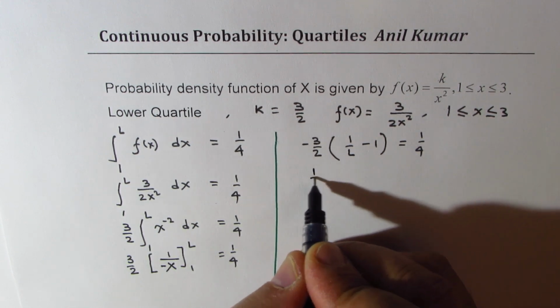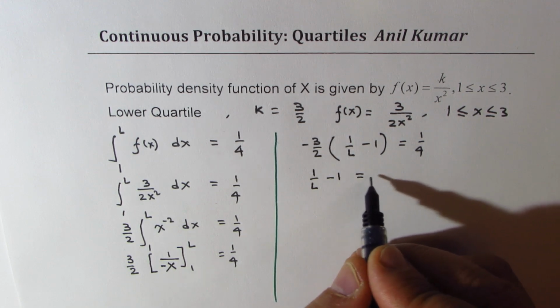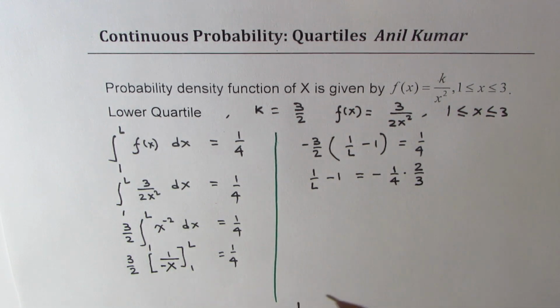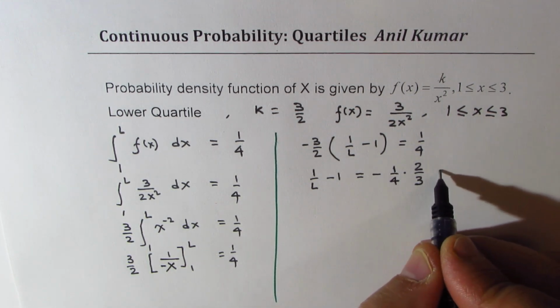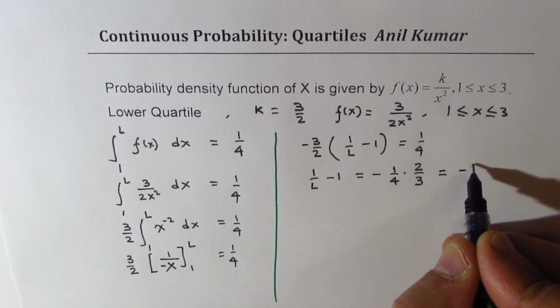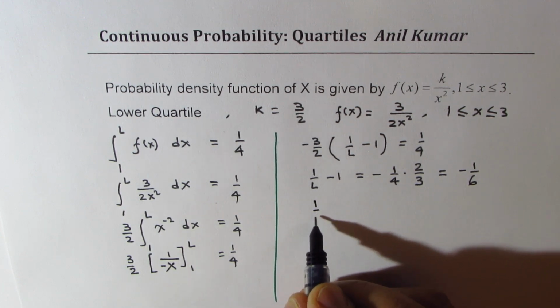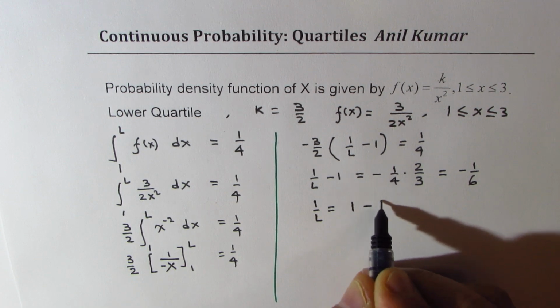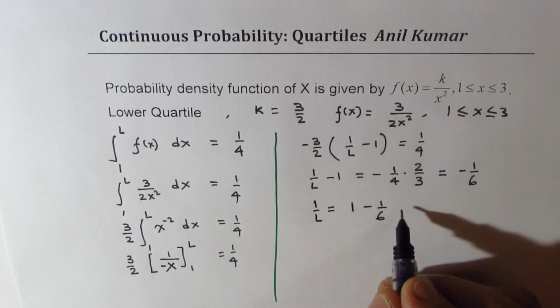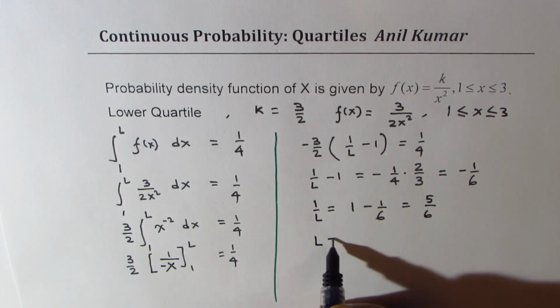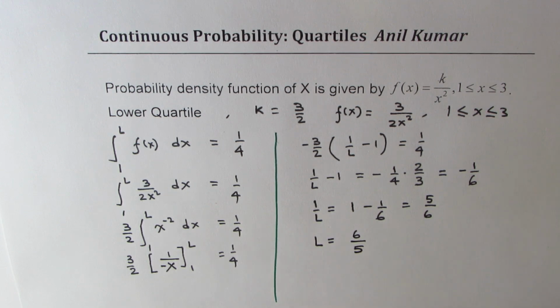So we can cross multiply. So we get 1 over L minus 1 equals negative of 1 over 4 times 2 over 3, right? Which is equal to minus 1 over 6. So we get 1 over L equals 1 minus 1 over 6, taking this minus 1 to the right side, which is equal to 5 over 6, or L is equal to 6 over 5. Correct? So we get the value of L, the lower quartile, as 6 over 5.